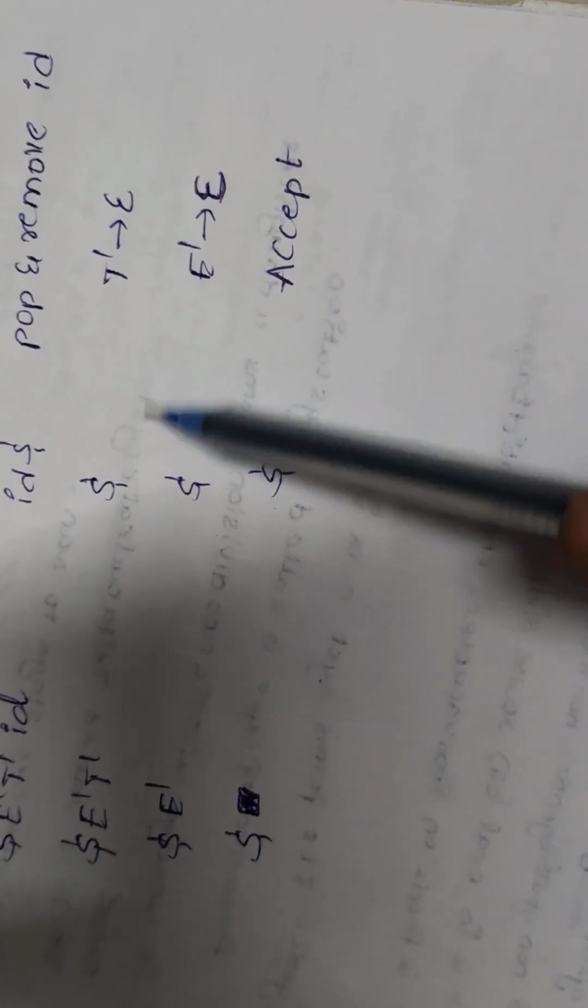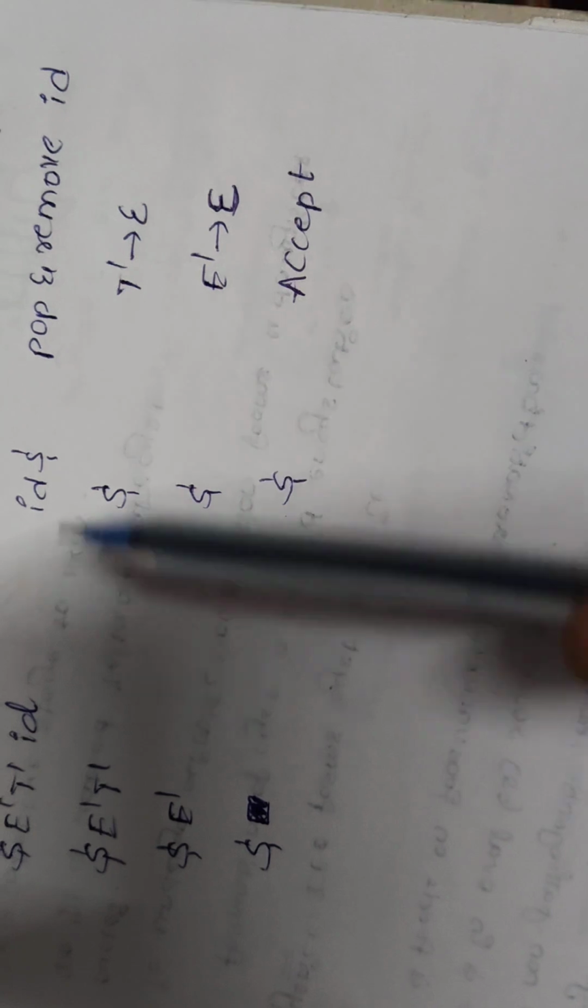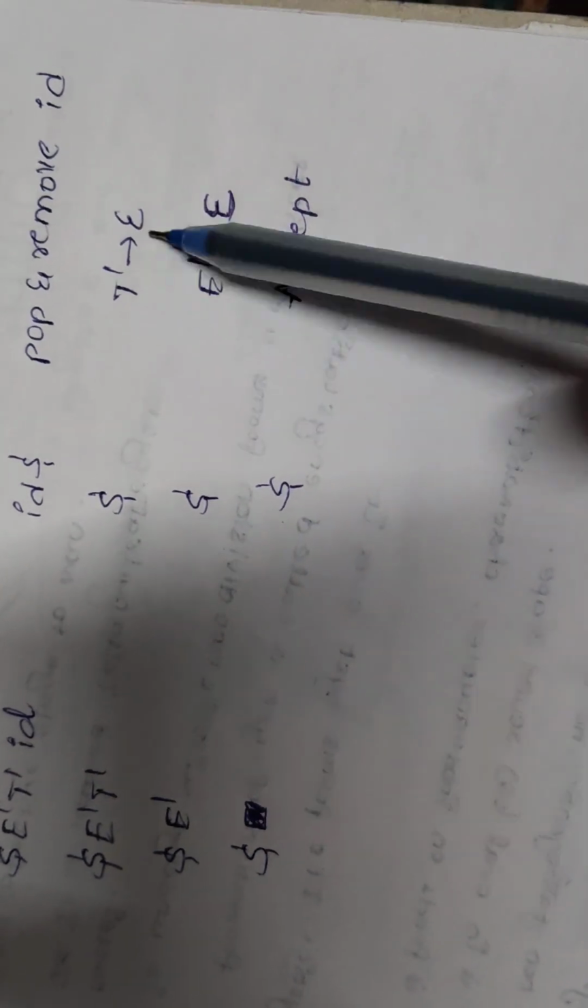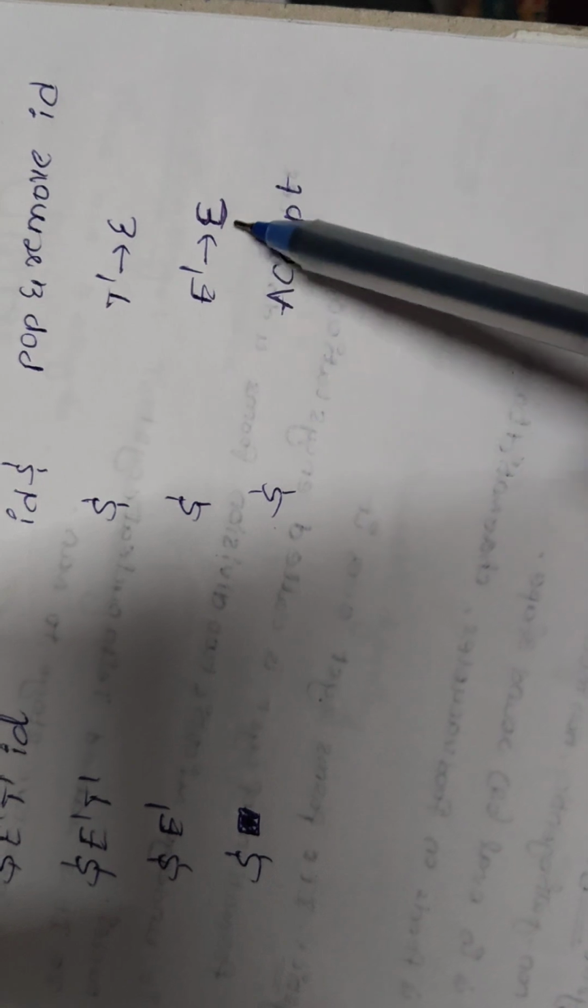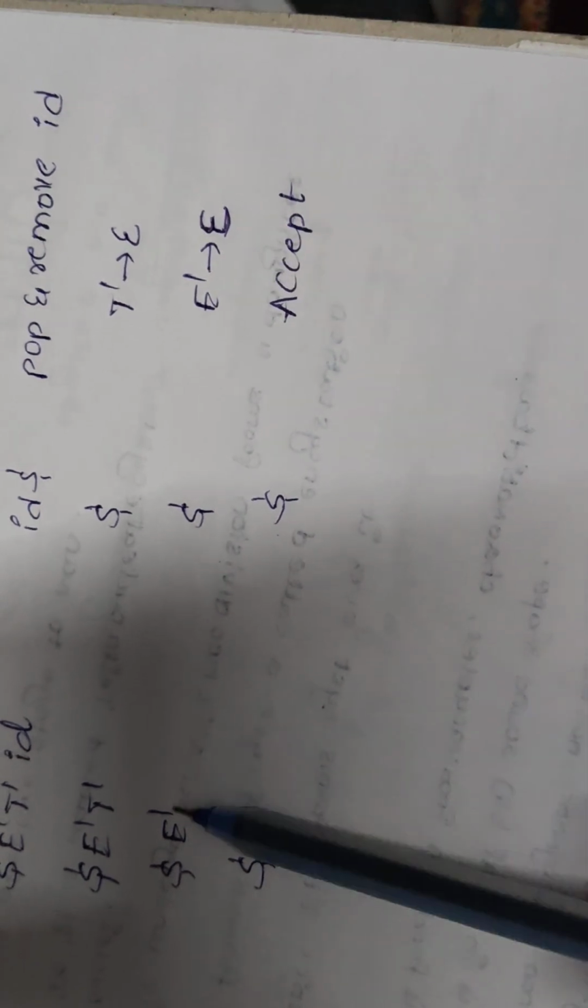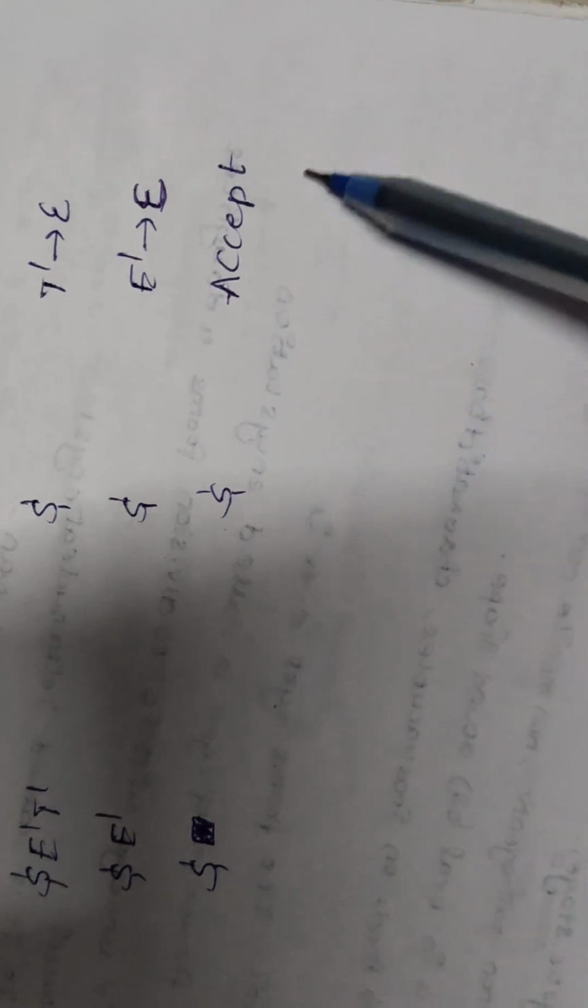So T dash and dollar: T dash produces epsilon, nothing to push, so we just need to pop this T dash. Next, this will be the remaining. So E dash and dollar: E dash produces epsilon, so nothing to push, we just need to remove this E dash. Dollar and dollar is accepted. When dollar and dollar comes, then the string is accepted.